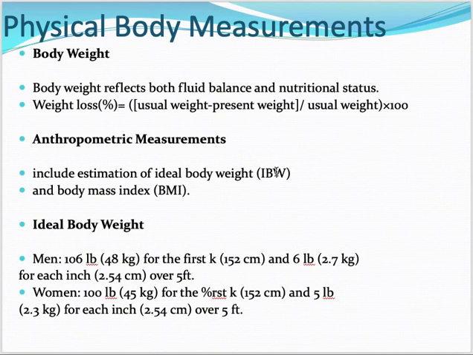So ideal body weight, by the way, you can see over here. Ideal weight, there is an equation to estimate the ideal body weight. For men, it is 106 pounds, which is 48 kgs, for the first 182 centimeters, and 6 pounds or 2.7 kg for each inch over 5 feet, right?